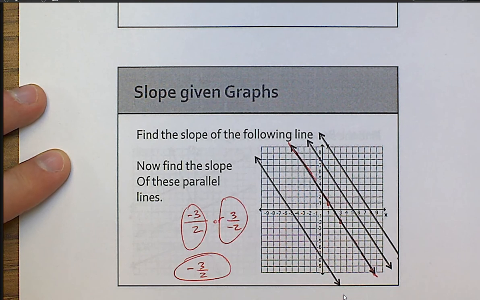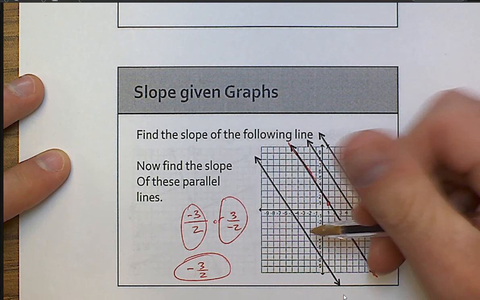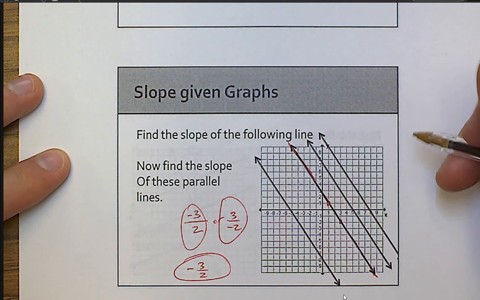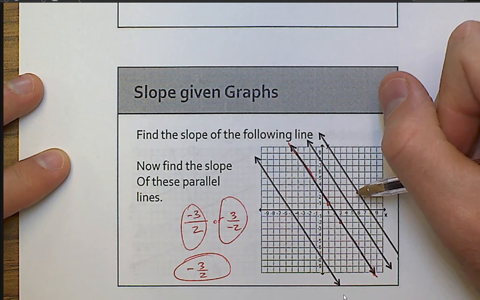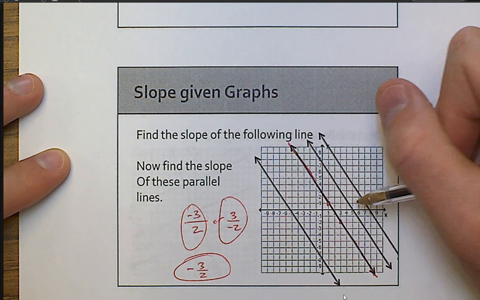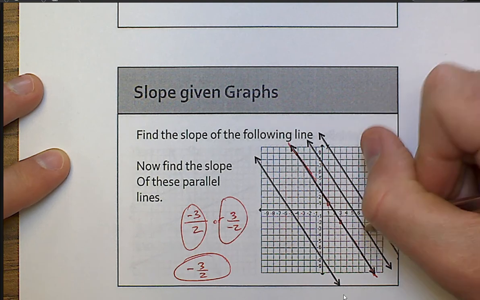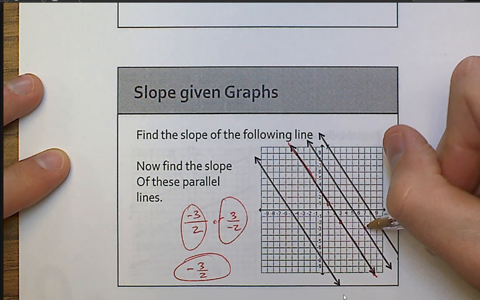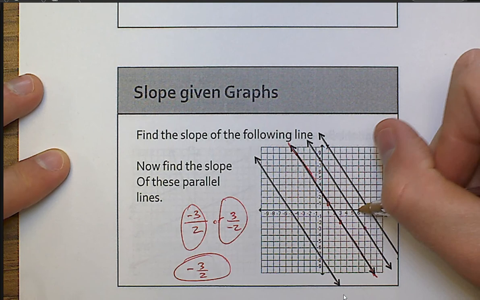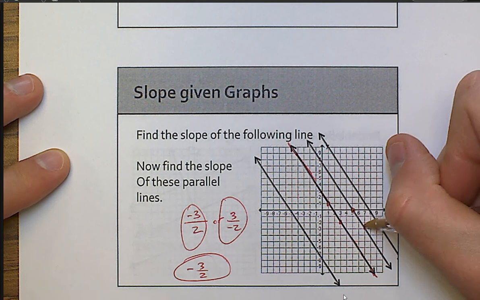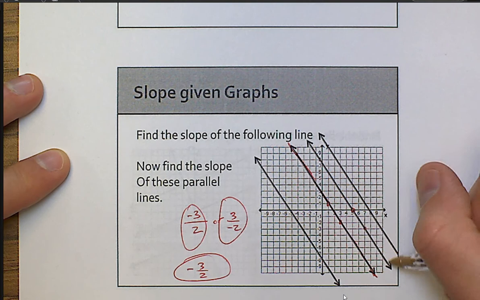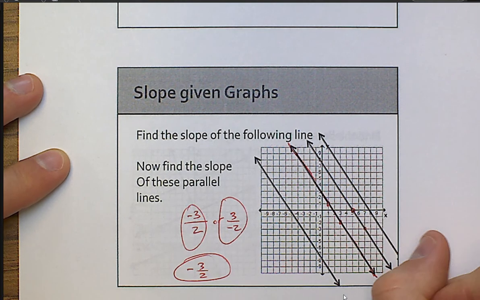And if you look at these other lines here, we'll just do another one. I know there's multiple ones here, but I'm going to try to find another. I'll try to do the line that's right next to it. There's one here. 1, 2, 3 over 2 right there. So I'm going up 1, 2, 3 to the left 2. So this line also has a slope of negative 3 over 2.